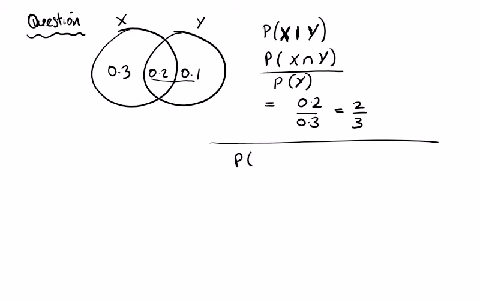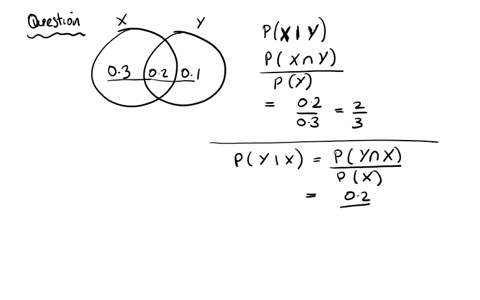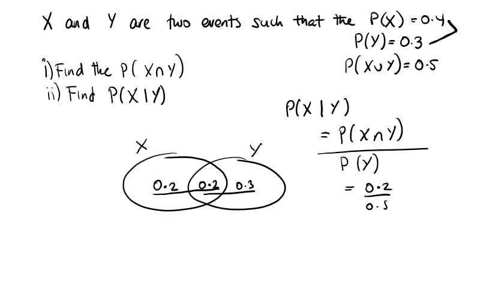What about the probability of Y given X? It's equal to the probability of Y intersection X, which is the same as X intersection Y, over the probability of the second, which is X. So again, on top we're going to have 0.2, and on the bottom we're going to have 0.3 and 0.2, which is 0.5, which is 2 over 5. Straightforward enough probability questions.